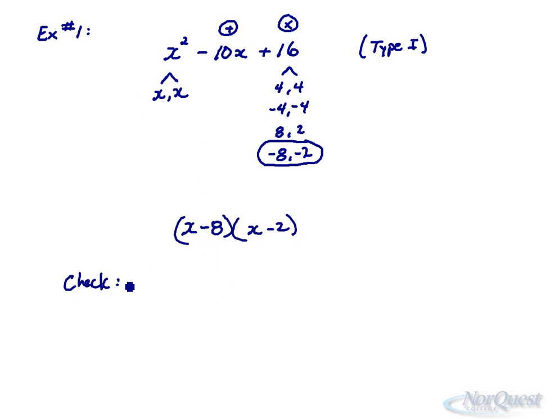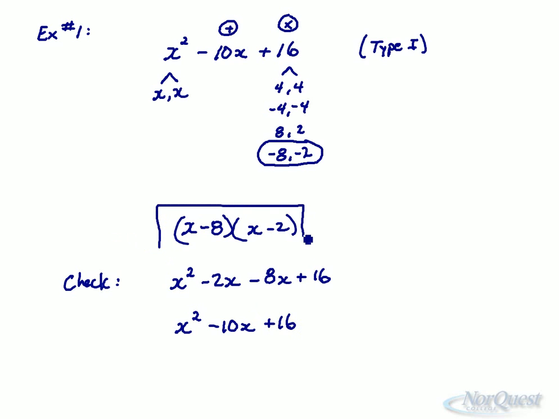using FOIL: first, outer, inner, last. So x times x gives you x squared, x times negative 2 gives you negative 2x, negative 8 times x gives you negative 8x, and negative 8 times negative 2 gives you positive 16. Simplify by collecting like terms, and notice that your factors will expand back to your original polynomial.